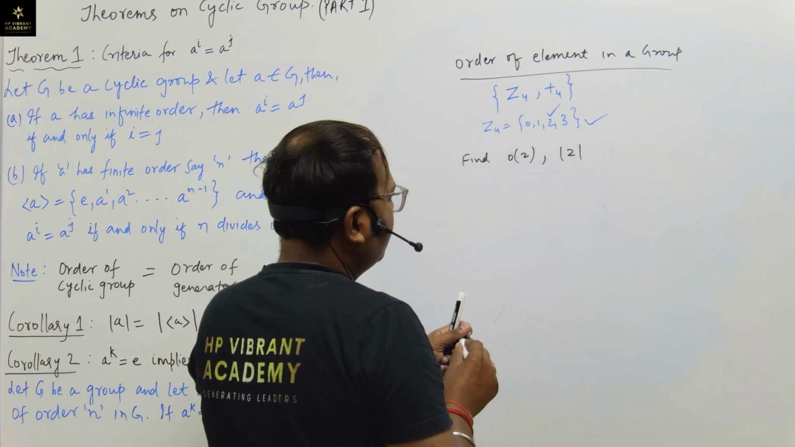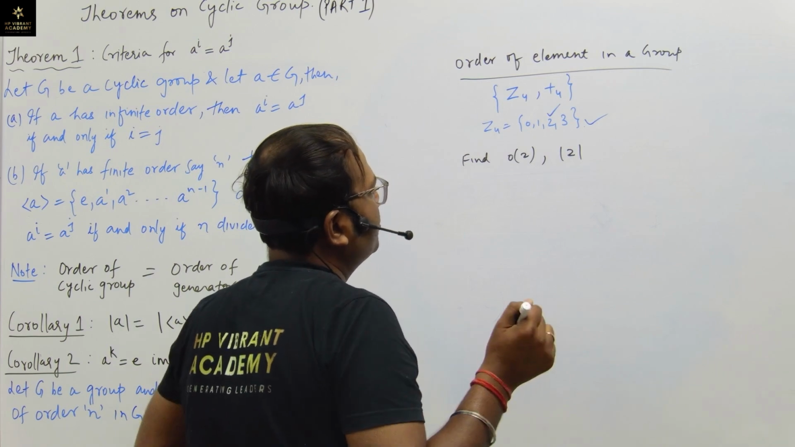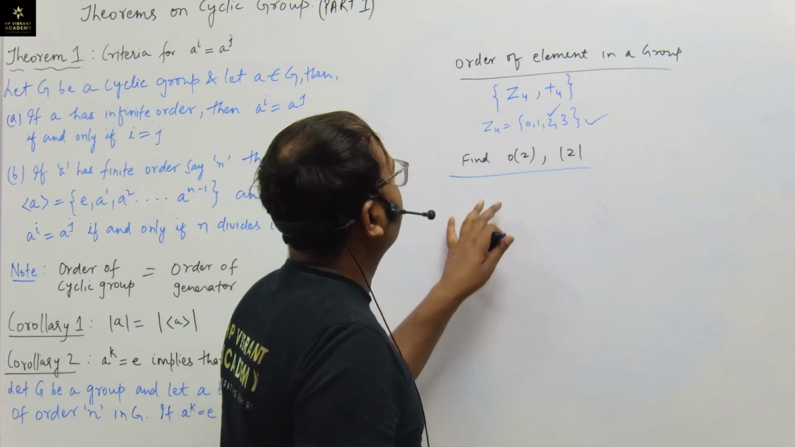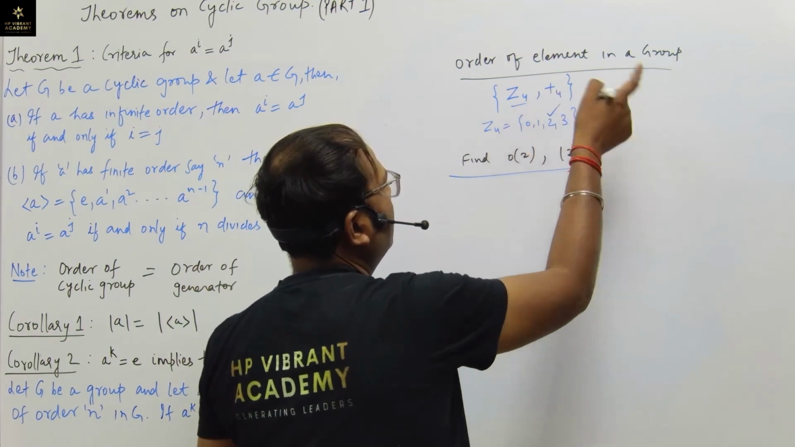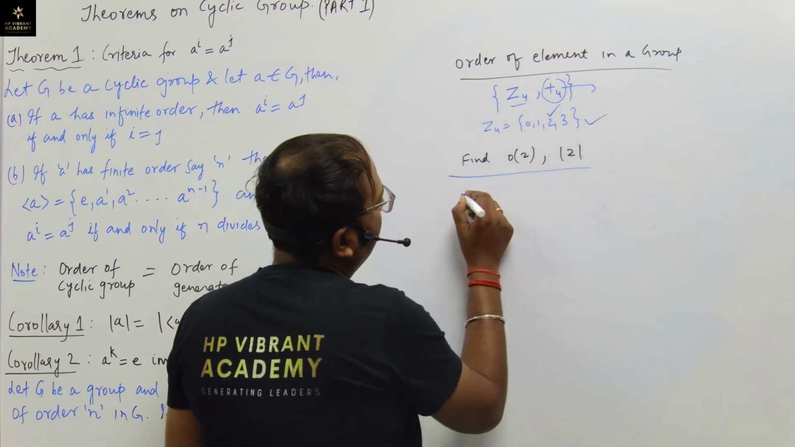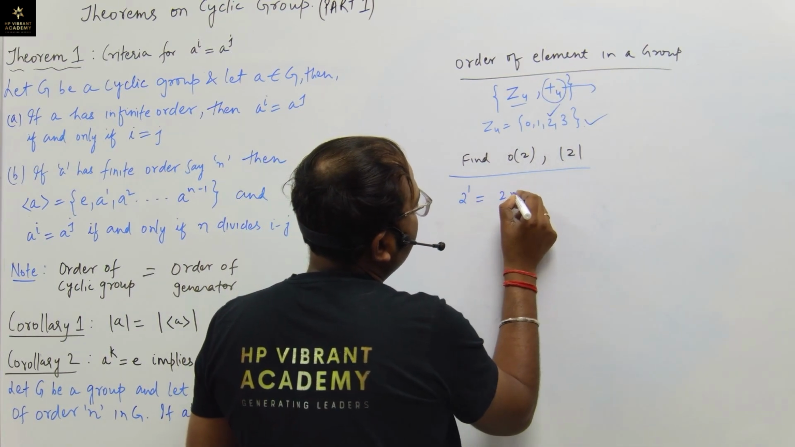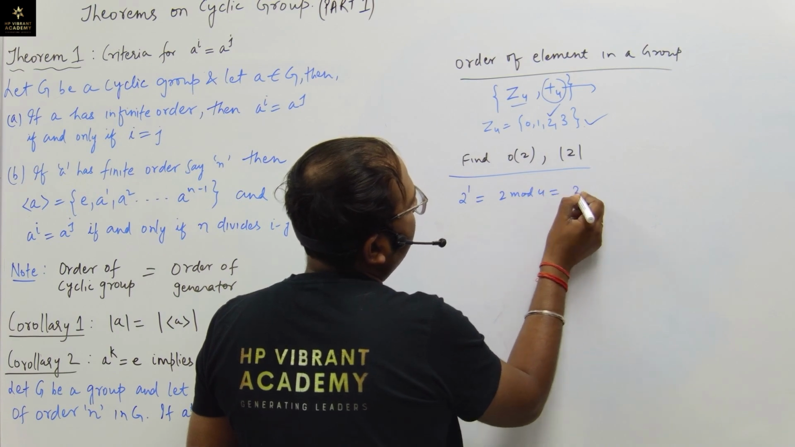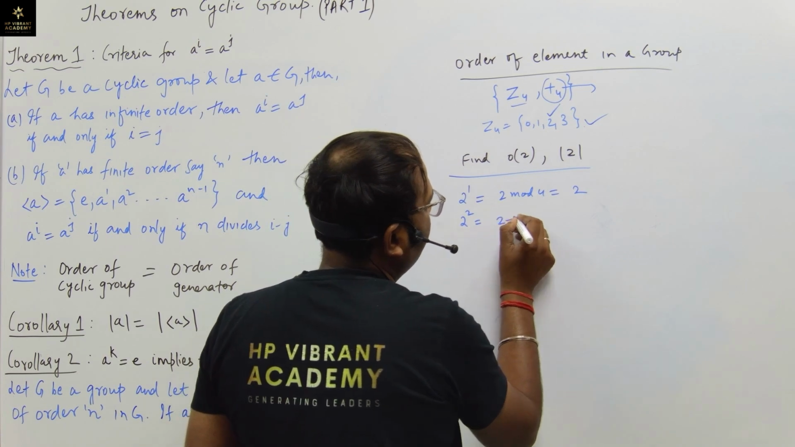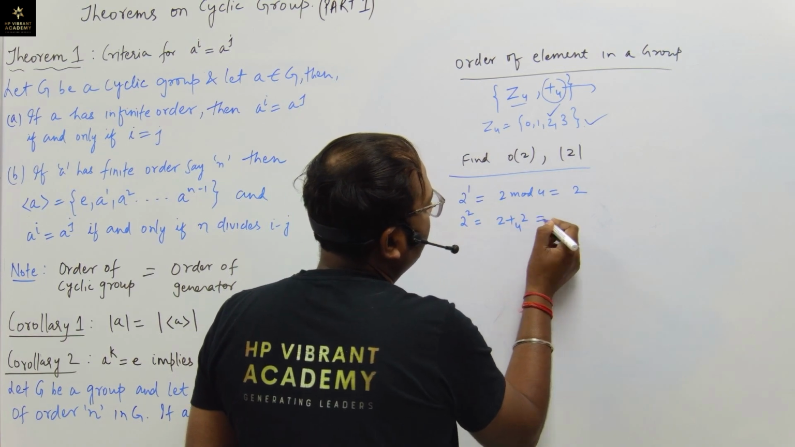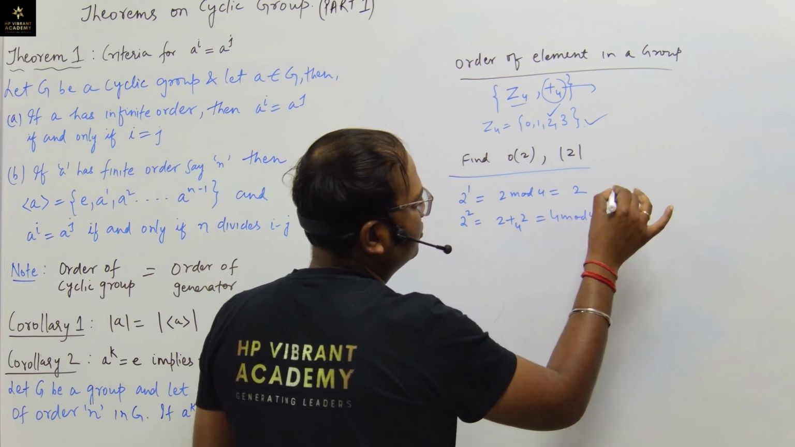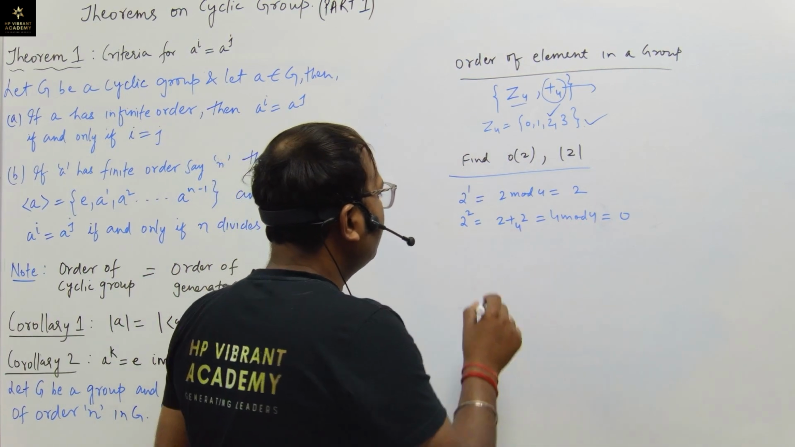Let us apply the operation on this element 2. We have the algebraic structure Z4 and the operation is addition modulo 4. So we have 2 to the power 1, one time operation. This is 2 mod 4, which is equal to 2. 2 to the power 2 means 2 times operation, so this is 2 plus addition modulo 4 2. This is 4 mod 4, the remainder is 0.